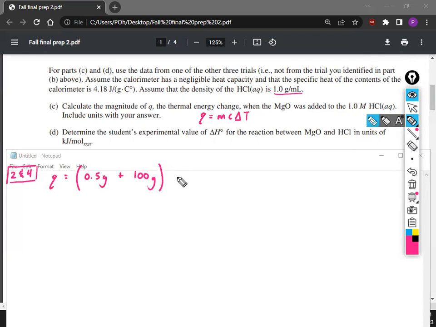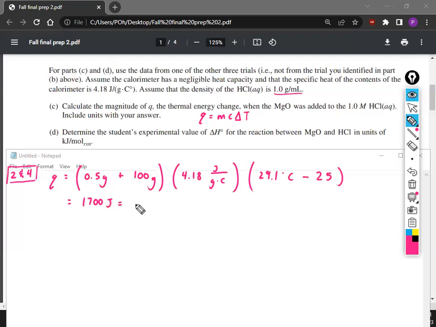All right, so we got our mass. We're gonna plug in the specific heat, which is 4.18 joules per gram Celsius. And then the delta T for trial 2 is 29.1 degrees Celsius minus 25. Okay, so those are going to be our values. Any questions about any of the stuff that we plugged in? You guys good? Okay. All right, so we calculate that out, and you should get about 1,700 joules. That's also equal to 1.7 kilojoules, something around there.